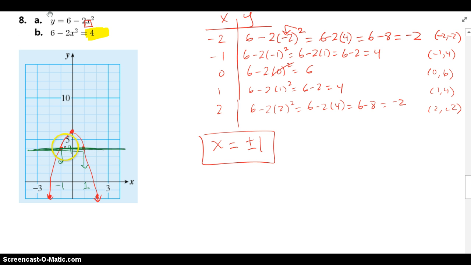The y equals 4 line hits my parabola, and the corresponding x values are negative 1 and 1. Now let's go do it algebraically really quickly and see what happens.